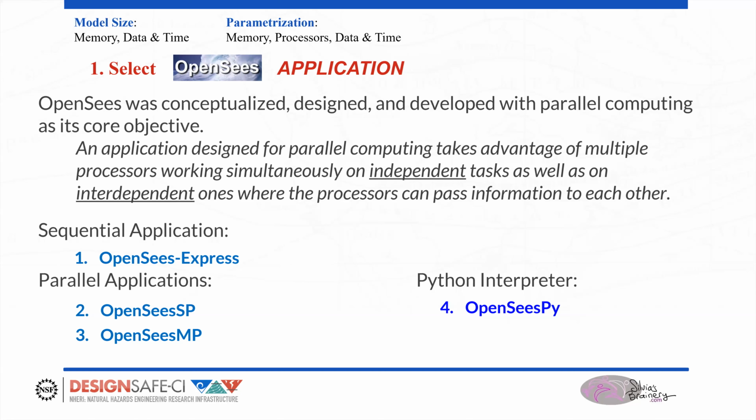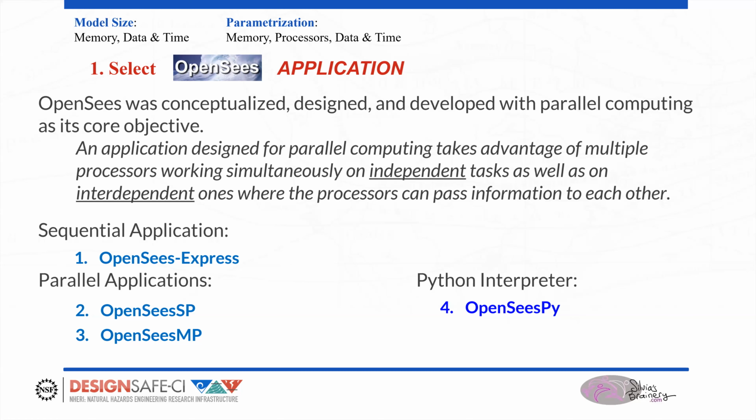An application designed for parallel computing takes advantage of multiple processors working simultaneously on independent as well as interdependent tasks, and while they can pass information to each other. For example, I use OpenSeesPy a lot, and I use concurrent futures. Well, that's a great way of parallelizing, but now I'm using a separate library. If you can bring the parallelization directly within OpenSees, now you're using your resources much more efficiently. And so if you can do things within OpenSees, it's the best thing, okay?